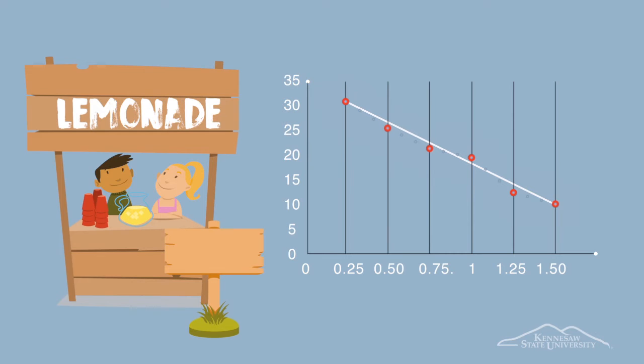The correlation value is negative because the demand decreases as the price increases, as represented by the downward slope of the graph, and the absolute value of the correlation is very close to 1 because the data is very close to a straight line.